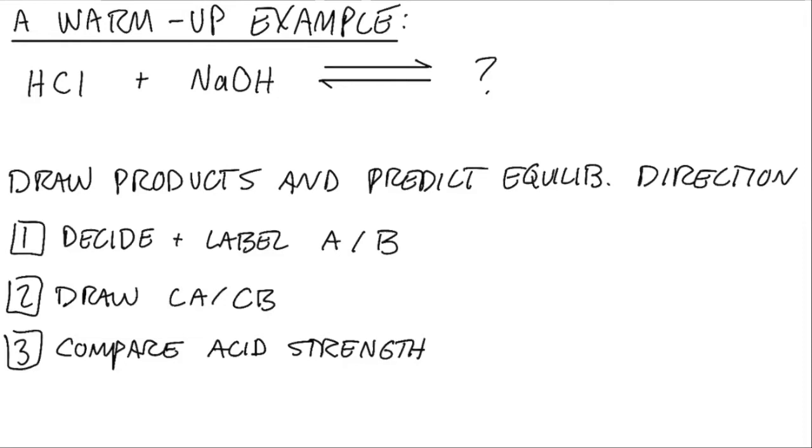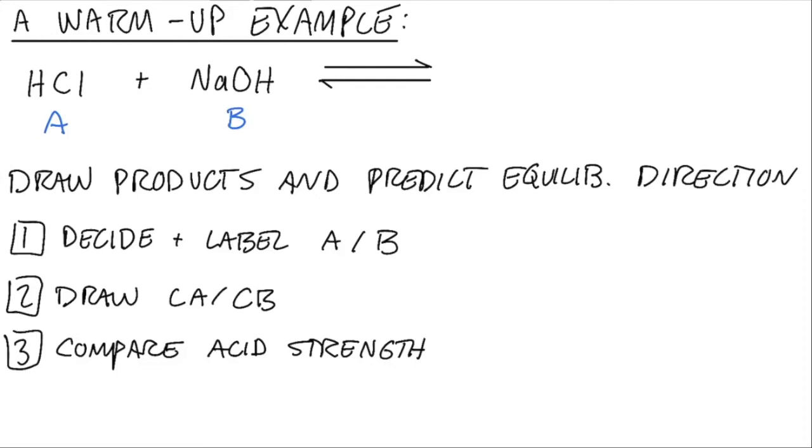base. Again, your common knowledge may come in handy here, but if you weren't sure, you want to look for which species have protons they can donate and which species have lone pairs or negative charges that can accept those protons. So our HCl is the acid, and our NaOH, with its lone pair electrons and negative charge, is going to be our base. Now, let's draw in our conjugate acid and conjugate base.